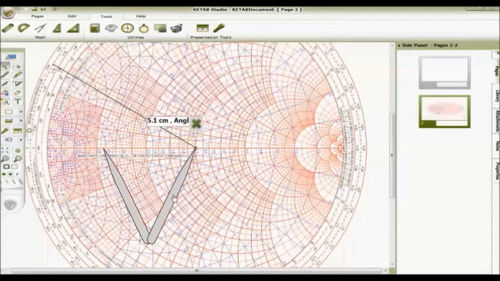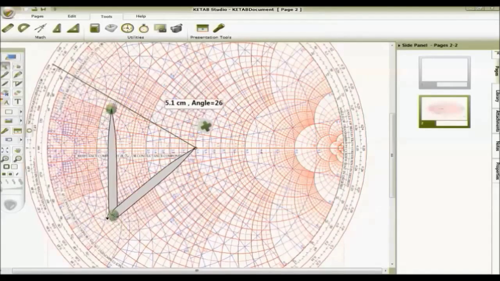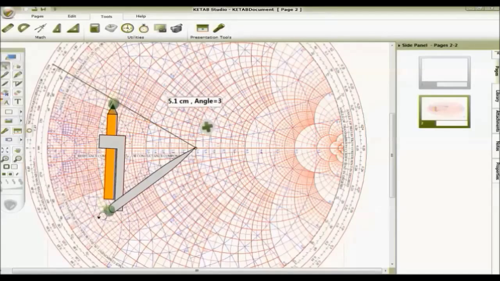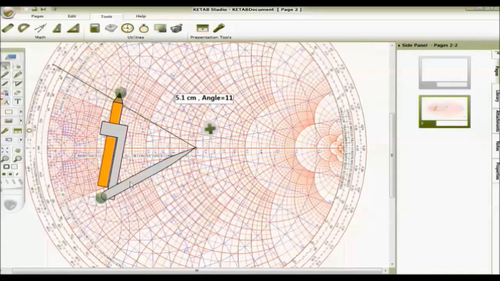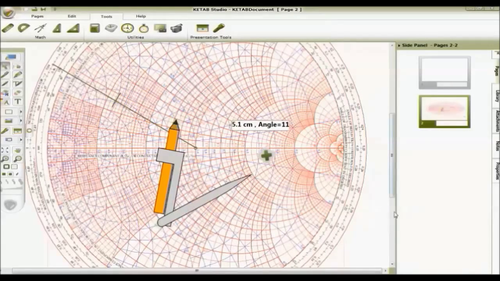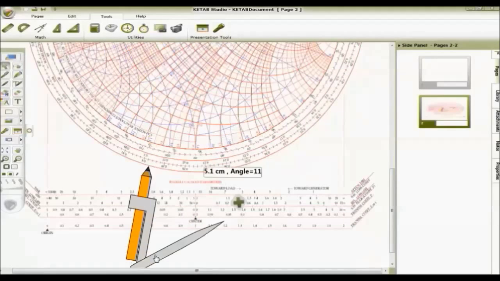Now the radius will be from the new center with the compass opened with the value of the radius at the same reflection coefficient axis. The procedure for 1, 0 and minus 1 dB is the same as for the 2 dB.